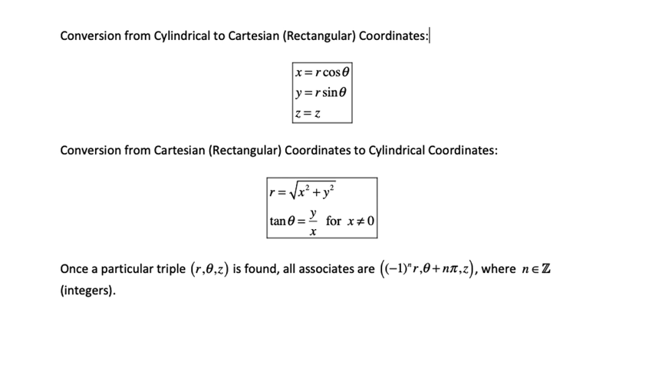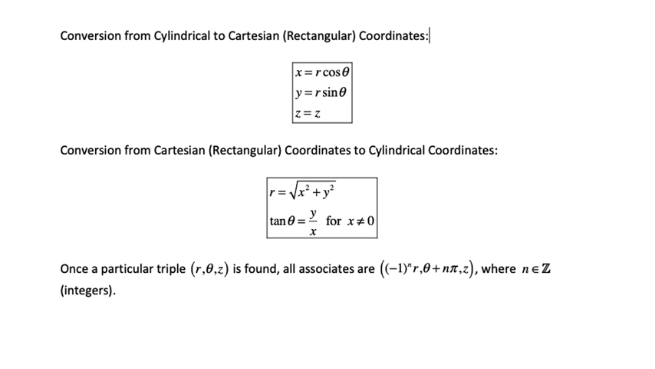Okay? Conversion backwards from Cartesian rectangular coordinates to cylindrical coordinates. Here's one way of doing it. You could say R is the square root of x squared plus y squared, and the tangent of theta is y over x for x not equal to 0. If x is equal to 0, of course, then you would have a point that lies on the y-axis, and then it should be easy to solve for in any particular case.